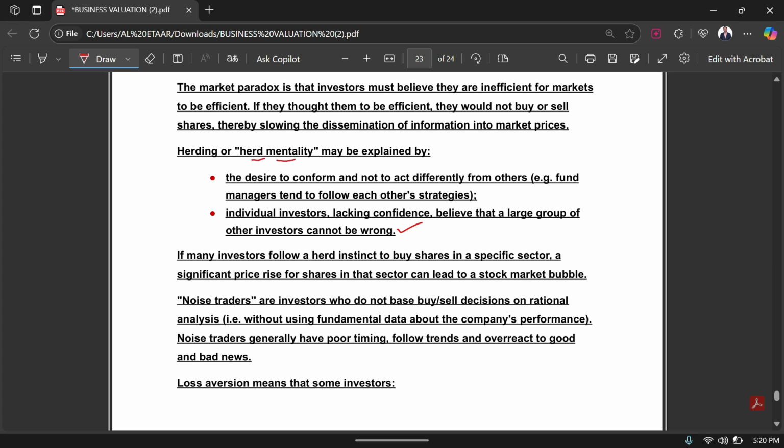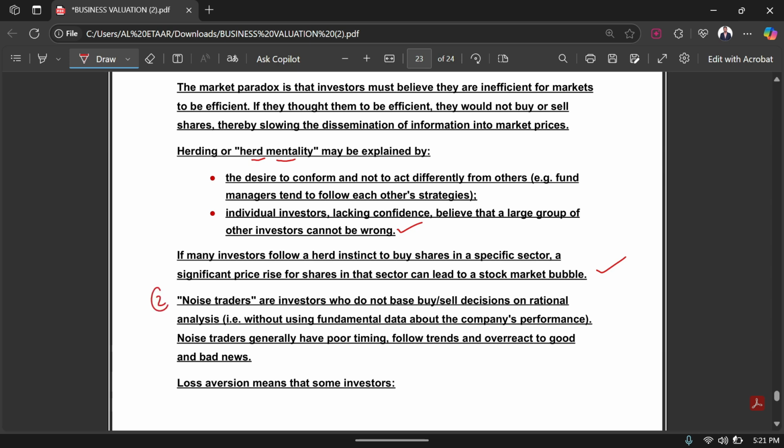Okay, if many investors follow a herd instinct to buy shares in a specified sector, a significant price rise for shares in that sector can lead to a stock market bubble. Yes, obviously, if for example I buy shares based on the herd mentality by looking at some other investors, and in the same way some other people also follow those investors who we think are very well aware of the market, and they also buy the shares, obviously when everyone is going to buy those shares because someone is saying so, and they follow the herd mentality, then the share price will go up, right?